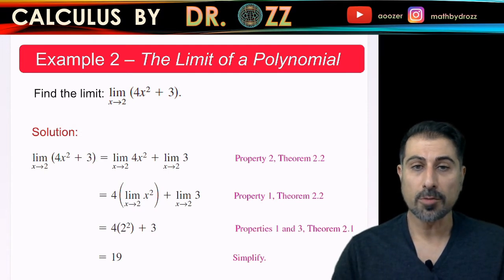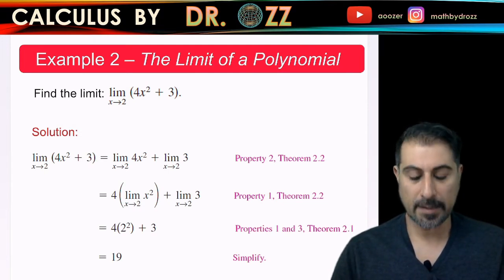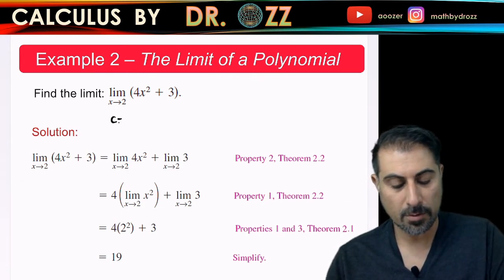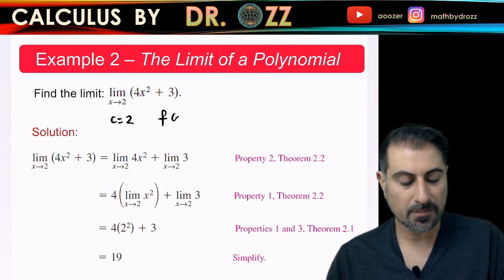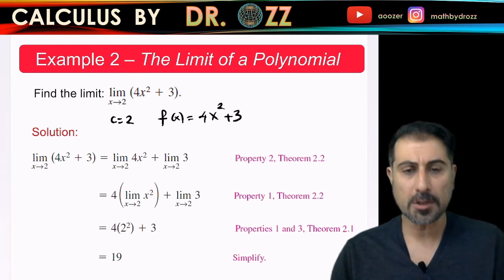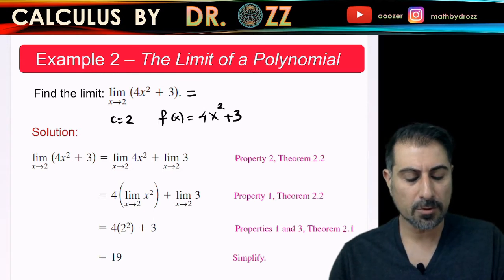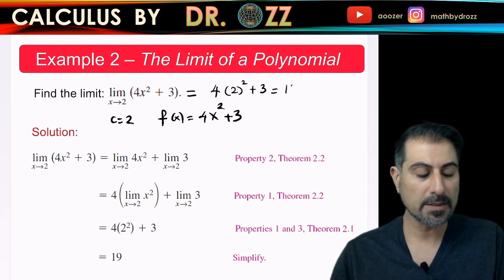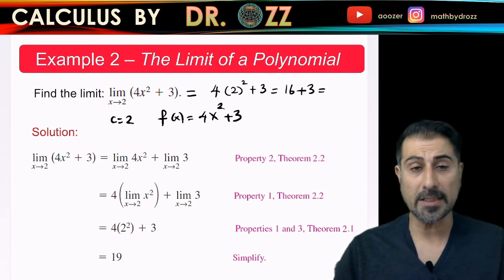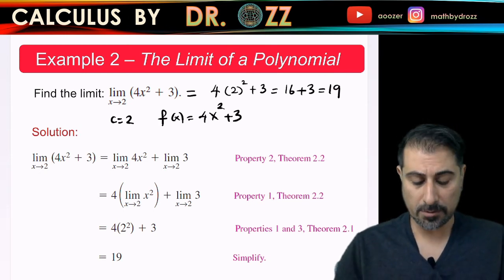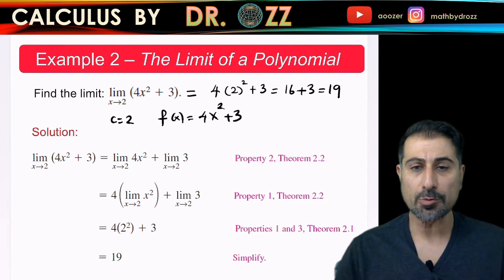In this case, the polynomial is 4x squared plus 3, and x approaches 2. So this is your c, so c equals 2, and the function is 4x squared plus 3. You can use direct substitution to conclude that this limit is equal to 4 times 2 squared plus 3, which is in fact 4 times 4, 16 plus 3, that's 19, okay? But also you can use the divide and conquer technique to split this limit into smaller pieces.